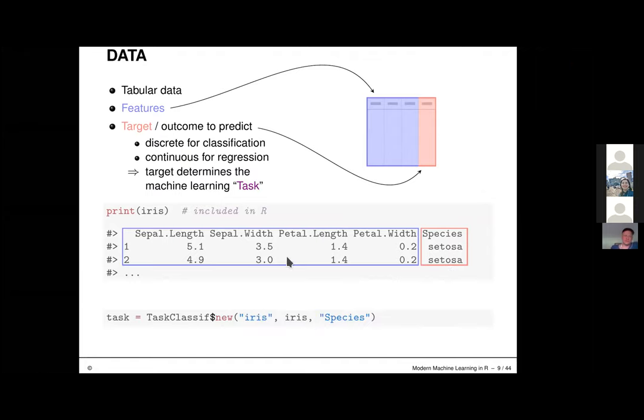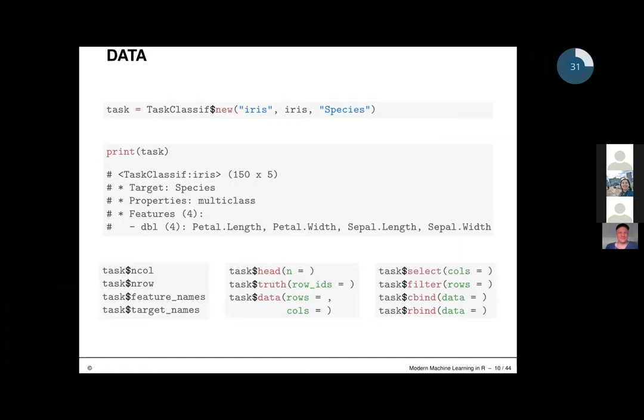And for construction, we've already seen this. We call the TaskClassif object's constructor with an ID, the data frame, and the name of the column we want to use as target column. And we get back an instance of the class TaskClassif. If you print the task, you get a nice overview here, for example the dimensions, the target, what properties the task has, and what kind of features are in there.